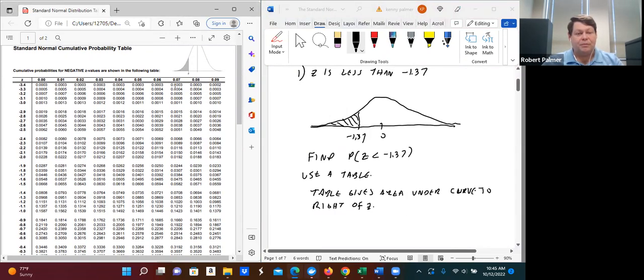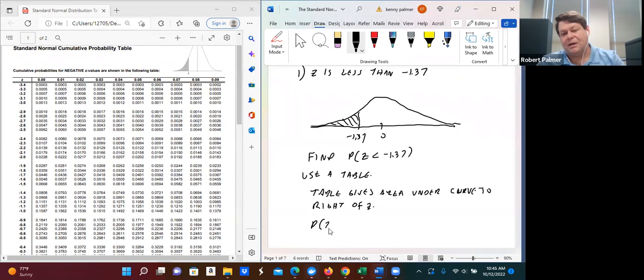Then we go over to where it meets 0.07, so negative 1.37 is going to be right here, and that value is 0.0853. So the probability that z is less than negative 1.37 is equal to, once again, that value. Let's go find it again. Go down to 1.3 first, and go over to where it meets 0.07. If you add those together, that would be negative 1.37. And where row and column intersect is 0.0853.